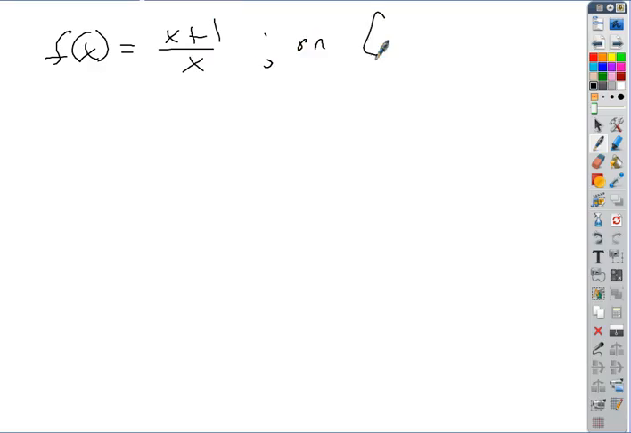Okay, let's try this. f of x equals x plus 1 over x on the interval from 1/2 to 2.